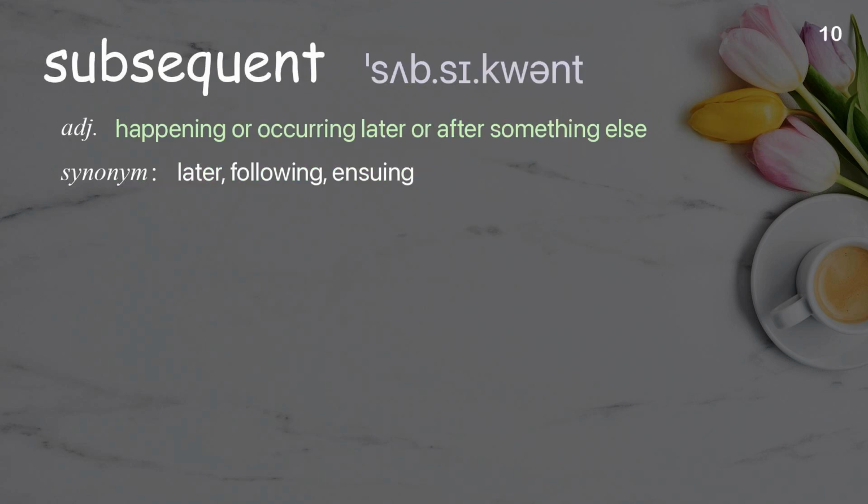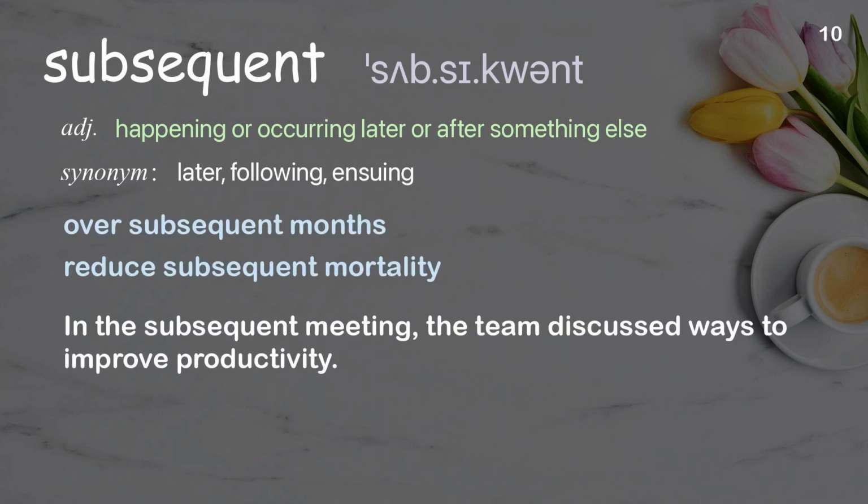Subsequent. Happening or occurring later or after something else. Examples. Over subsequent months. Reduce subsequent mortality. In the subsequent meeting, the team discussed ways to improve productivity.